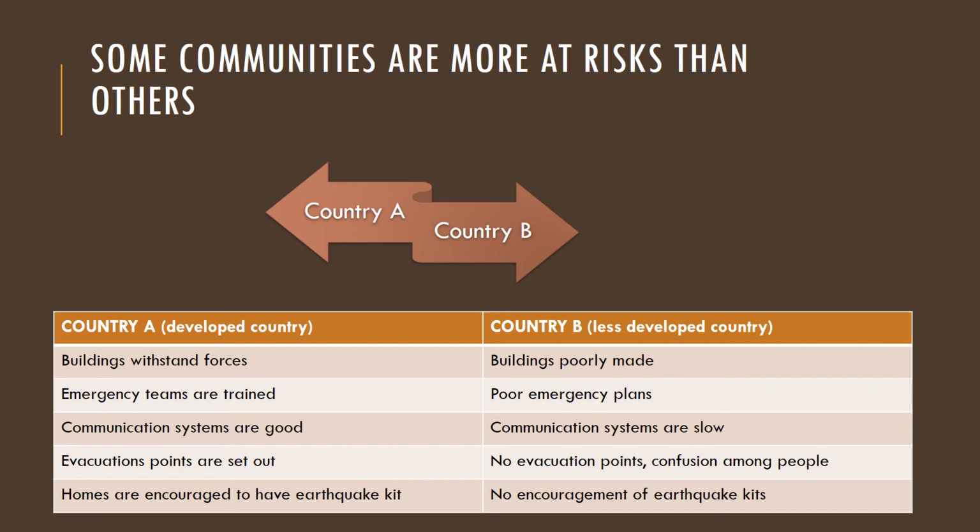By simply looking at this table, we can already see that country A, should it be hit by an earthquake, would not be affected like country B. Country B would be more affected by the earthquake, meaning that the community in country A would be less at risk and country B would be more at risk. The damage that would happen would be less in country A and it would be more in country B.